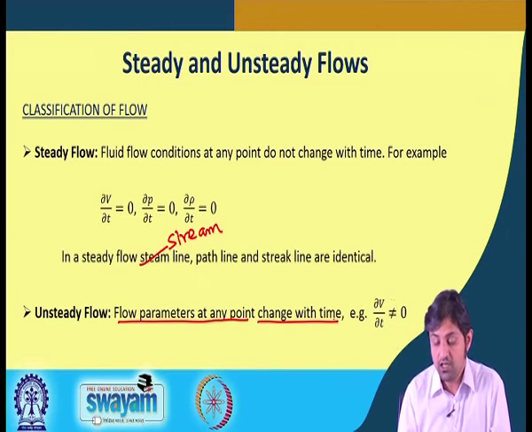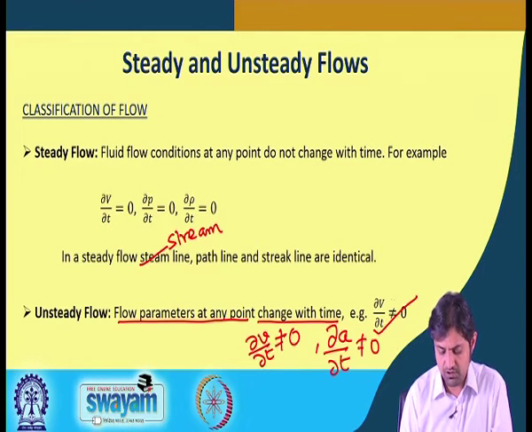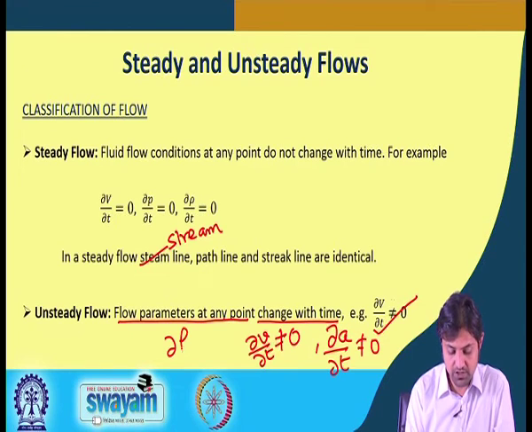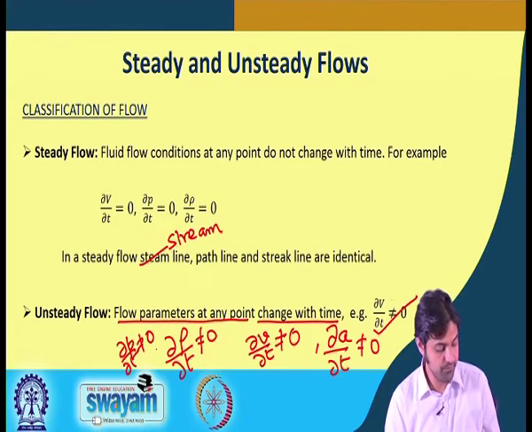That is, any of the flow properties, either velocity, so del V by del t will surely not be equal to 0. That is the definition, or any property, even acceleration, del a by del t is not equal to 0, or pressure and density: del rho by del t is not equal to 0, and del P by del t is also not equal to 0.